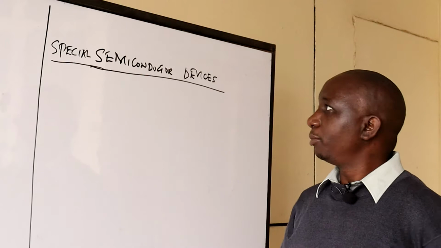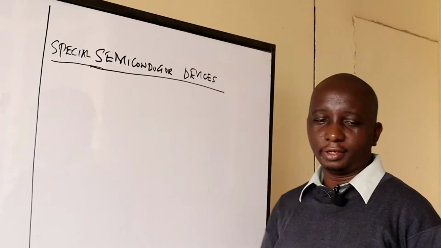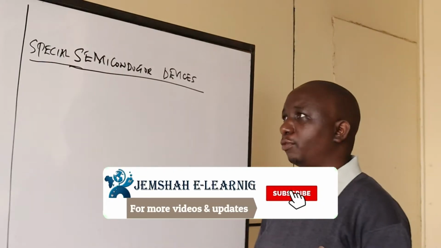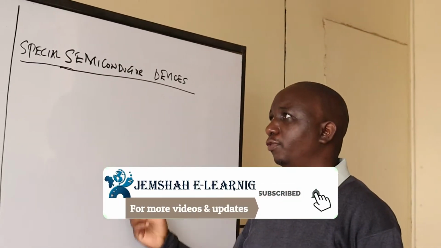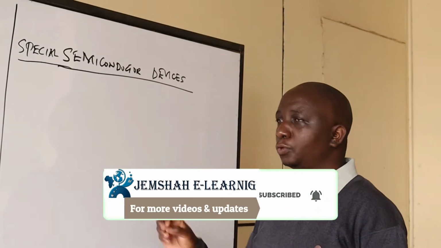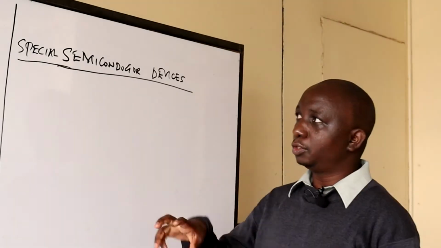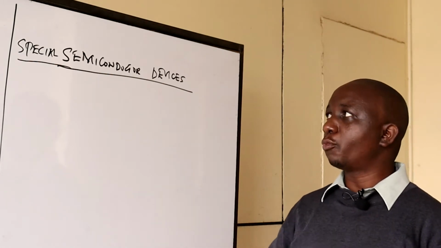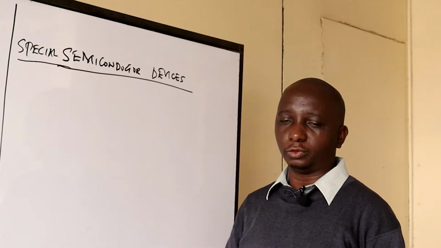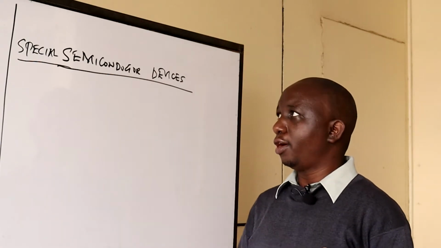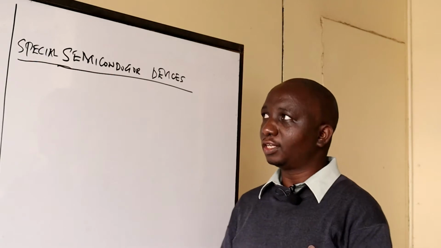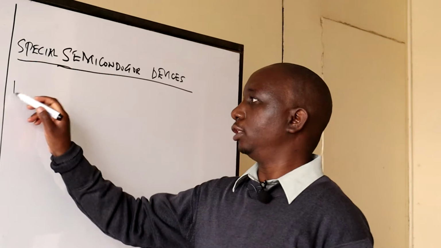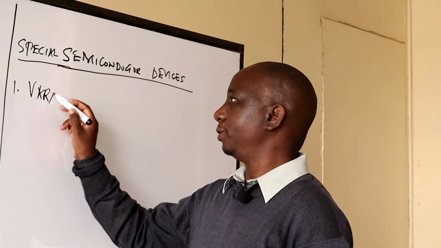So today we are going to have something on special semiconductor devices, having discussed something on feedback in the previous sessions. We are going to dig deep into some of the components that are used in those circuits. These are the only things that are also useful to make the feedback. So the first component we're going to do is what I refer to as the Varactor Diode.